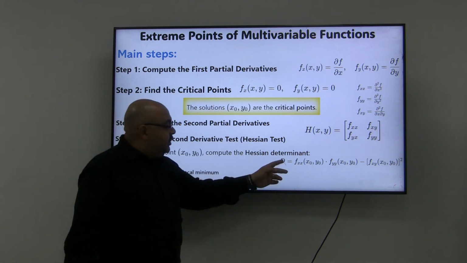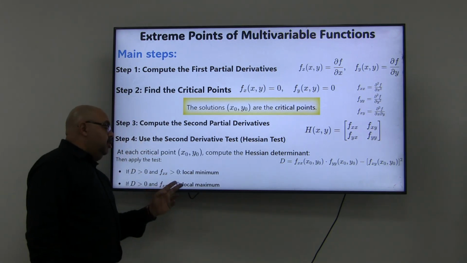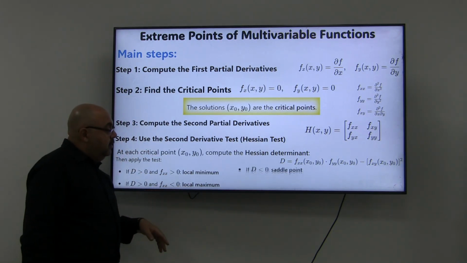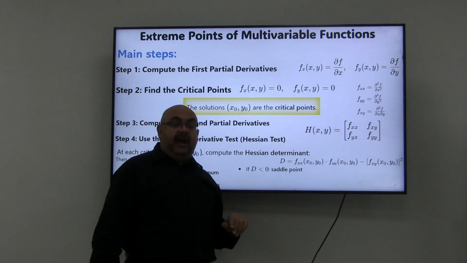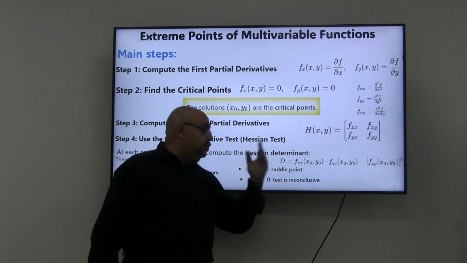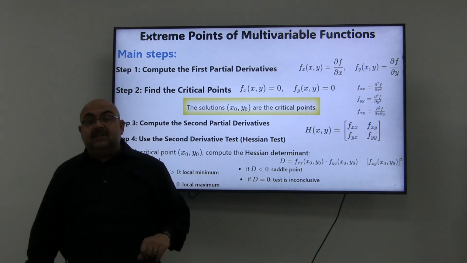If this value is greater than 0 at your stationary point, but f double x is less than 0, I will have a local maximum. But if your determinant is less than 0, then you will have a saddle point. If it's equal to 0, it will need an extra analysis, and that's the case that we already cancelled in our principal minors technique.